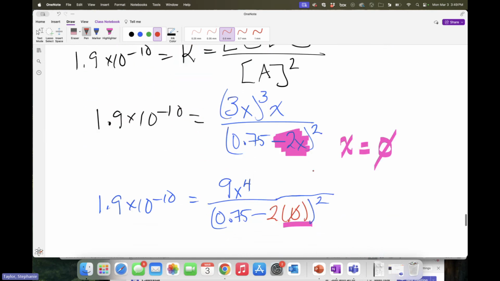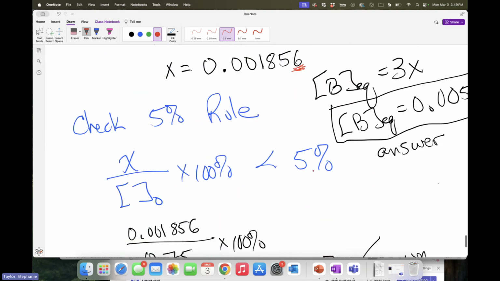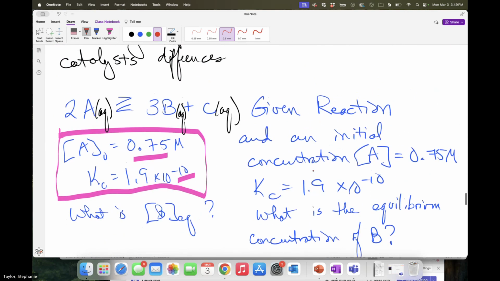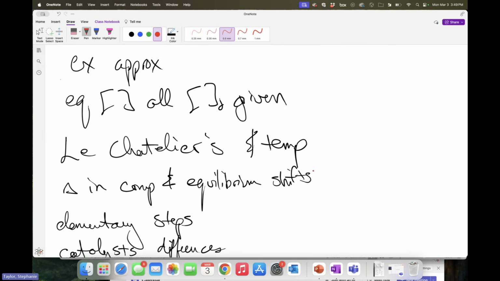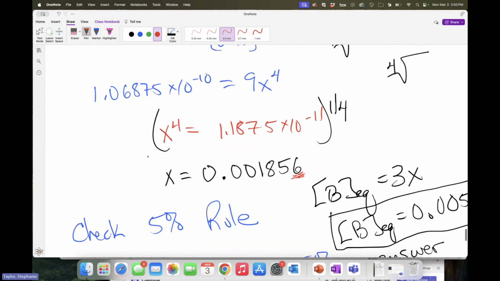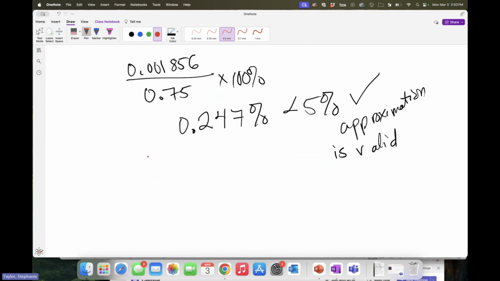So hopefully that helps with that one. So there's an approximation method. One of the other ones is doing equilibrium concentrations when all of the initial concentrations are given. So there are two different ways to write that problem.